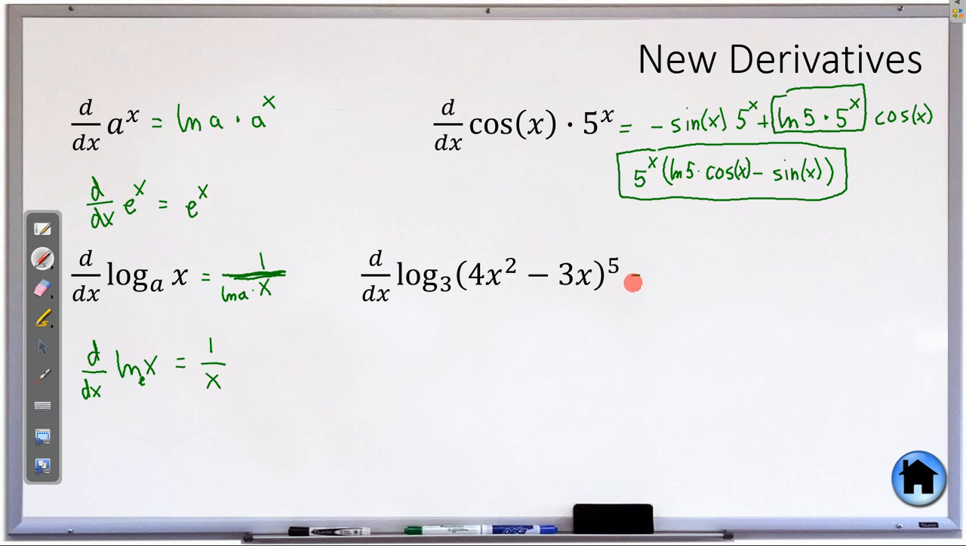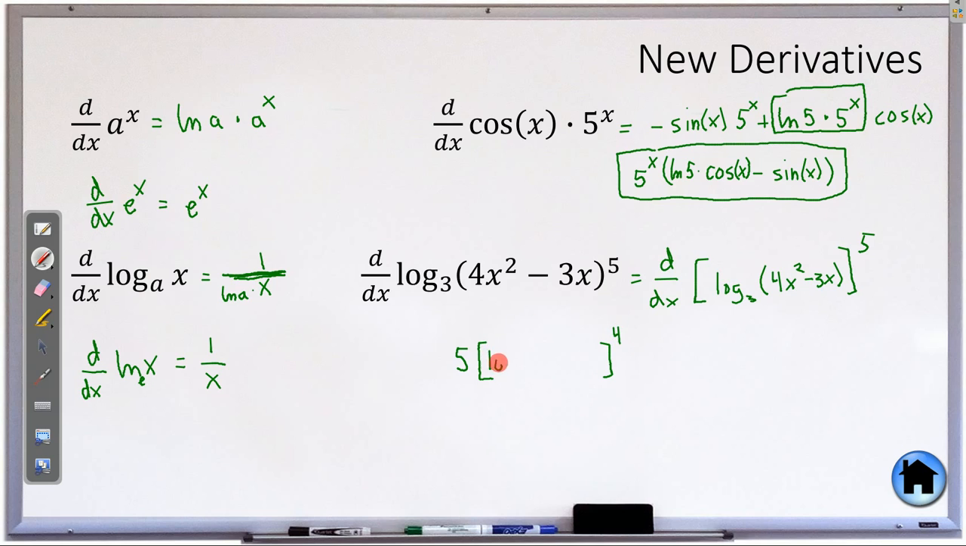So one way to think about that is like this. We have log base 3 of 4x squared minus 3x, all to the power of 5. So our first outside is the 5th power, then our next outside is the log, and then finally our inside is this polynomial. So the derivative of the outside: the 5 multiplies down, the inside stays the same, and that becomes a 4.